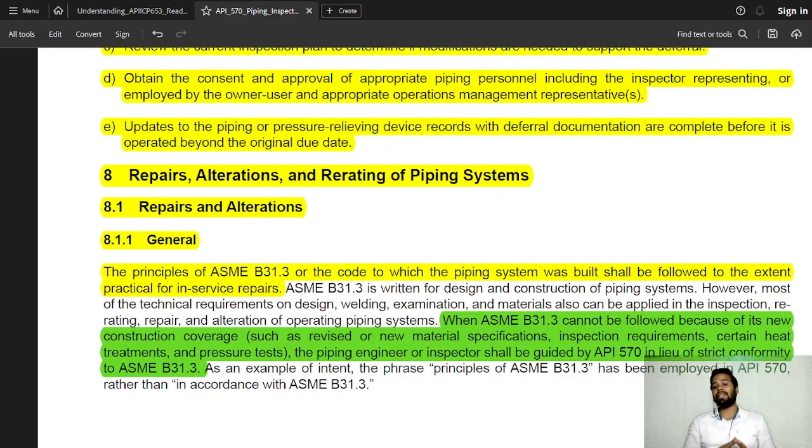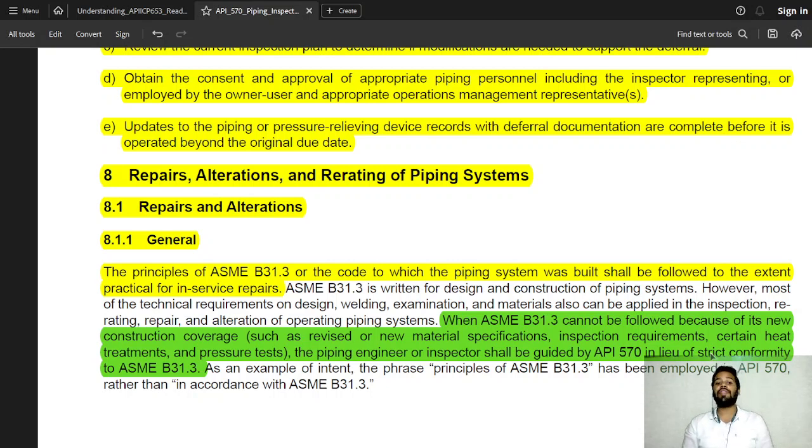Now we are moving towards section 8, that is repair, alteration and re-rating of the piping system. In section 7, we have seen how to do data analysis of any data that you get during the inspection of a piping system. Now let's see how to do repair and alterations. So section 8, repair and alterations, general.